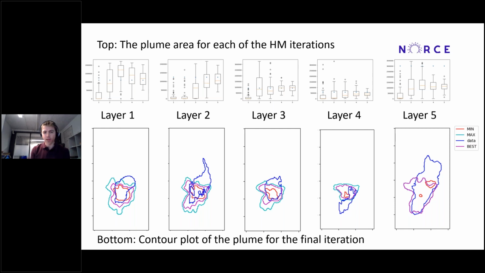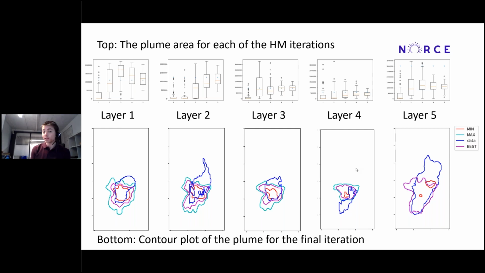It's starting from layer 1, and then it shows how during the 5 iterations we are able to get a closer match on the area. We can see this for most of the layers from 1 to 5.